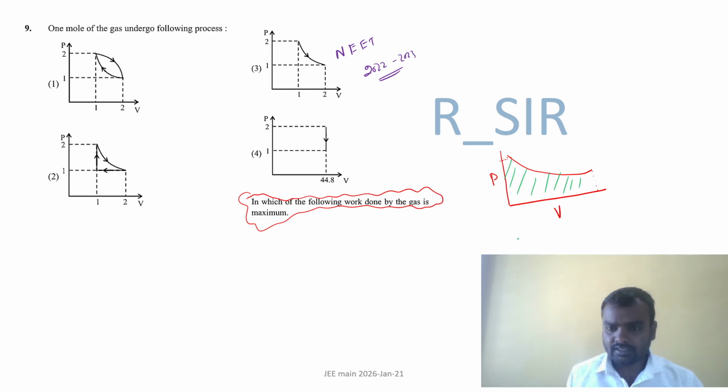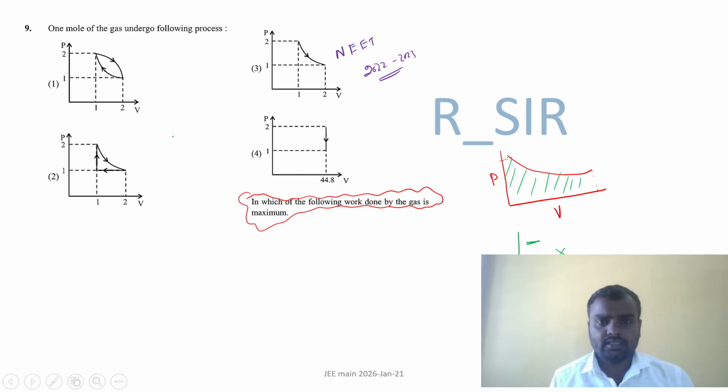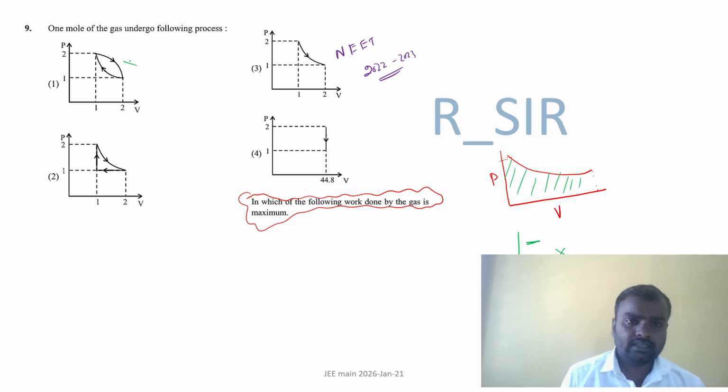So here more area is there. If I take it in a different way, like this, there is no area under the curve, so in this case no work done will be there. Now try to find the case where the area under the curve is maximum. This is a cyclic case, so we won't have much work.